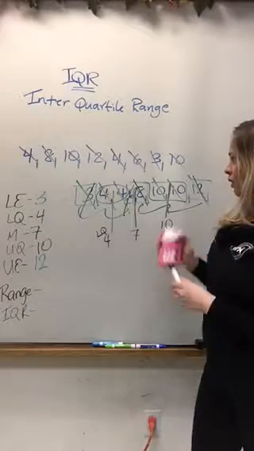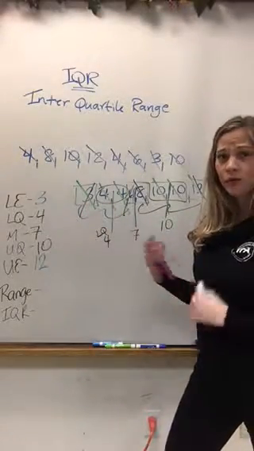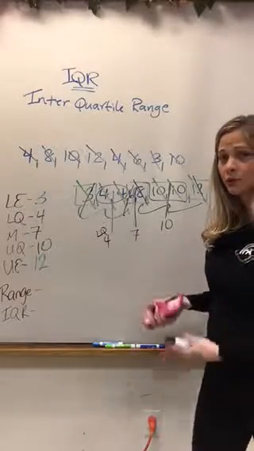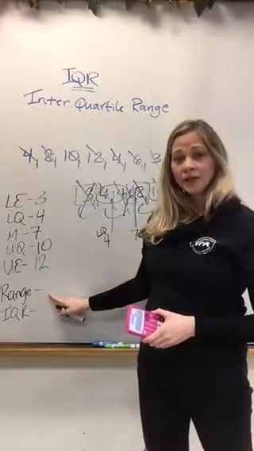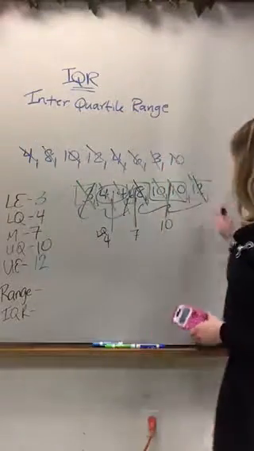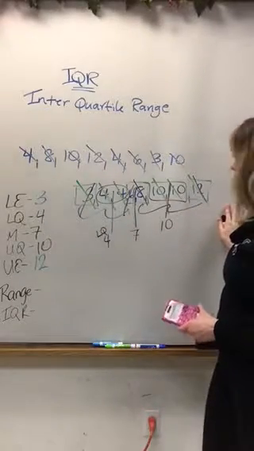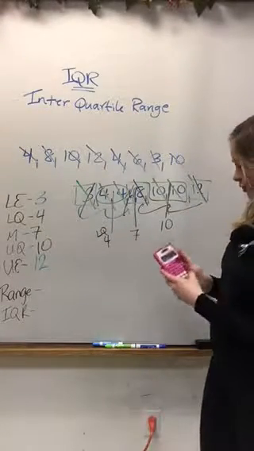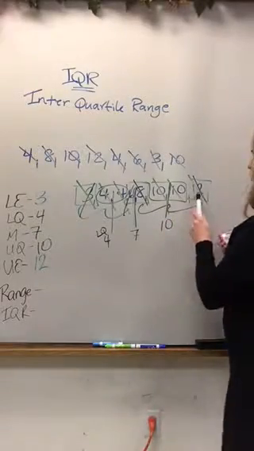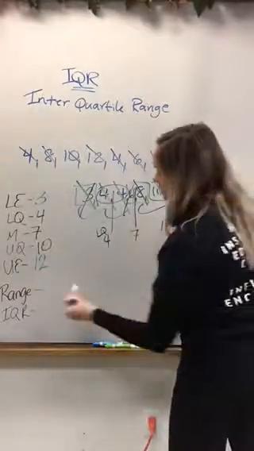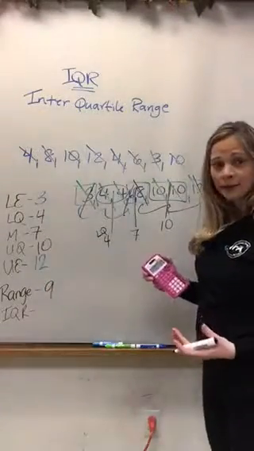So now, once you've identified the lower and upper quartile, much of the work that you have to do afterwards is pretty self-explanatory. So when you're looking at range, it's just going to be your greatest number subtracted from your smallest number. If it was a bit more difficult, you could use your calculator, but in this case, it's just 12 minus 3. It's greatest subtracted from the smallest. So 12 minus 3 is 9, so your range is 9.